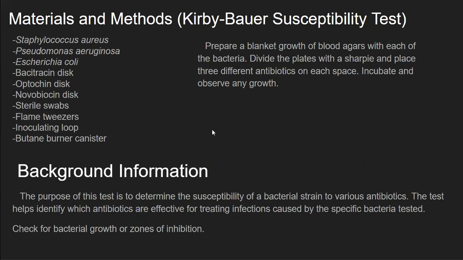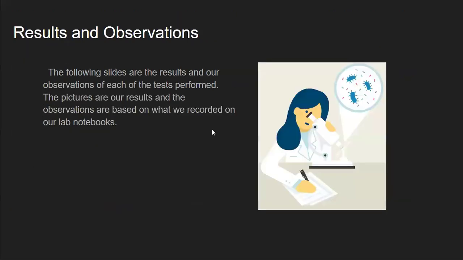The background information. The purpose of this test is to determine the susceptibility of a bacterial strain to various antibiotics. The test helps identify which antibiotics are effective for treating infections caused by the specific bacteria tested. Check for bacterial growth or zones of inhibition.